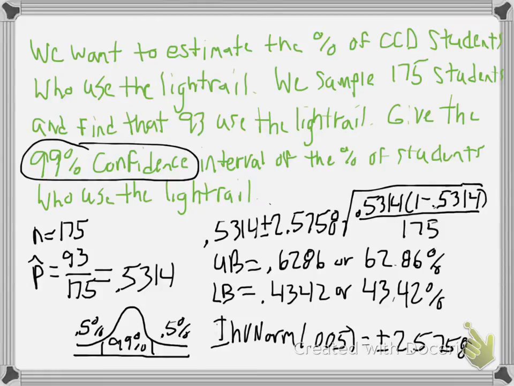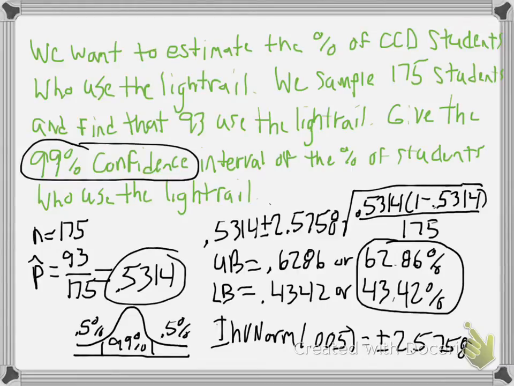Now I don't have enough room to write the interpretation. We're not supposed to do this really until the project. You might do it once on the test, but I can say that I'm 99% confident that the true proportion of CCD students who use the light rail is between 43.42 and 62.86%.